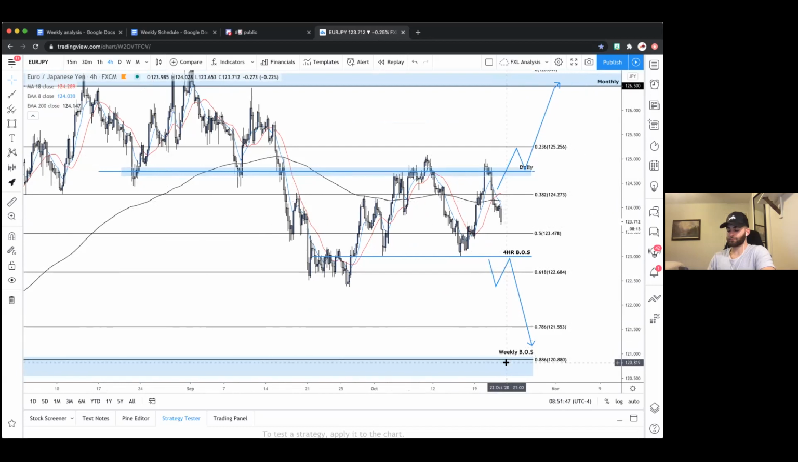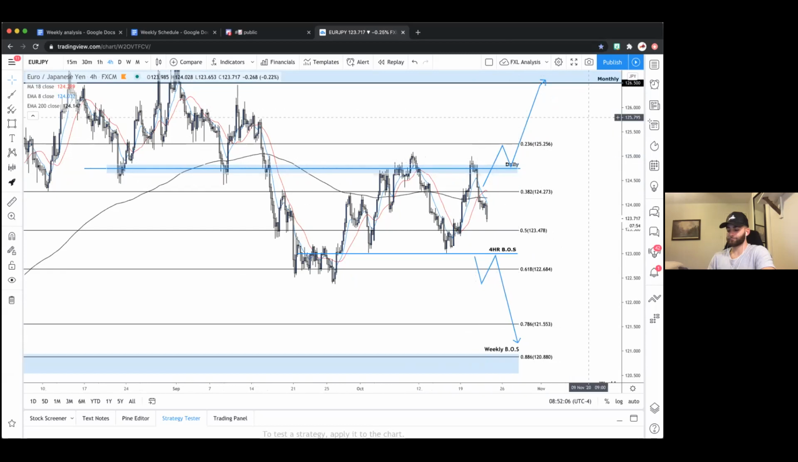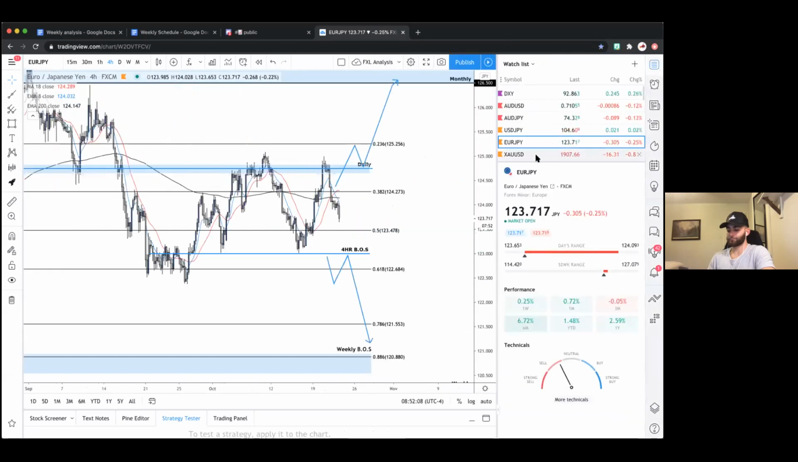Looking to get down towards this weekly break down here or towards this monthly resistance back up here. So that's EJ. Kind of shorter analysis on this one, but there's really not much to say. I mean, it's forming good structure. It's definitely respecting these levels. I like the volume, but I just want to see something a little more perfect according to our strategy. All right, so that's EJ.